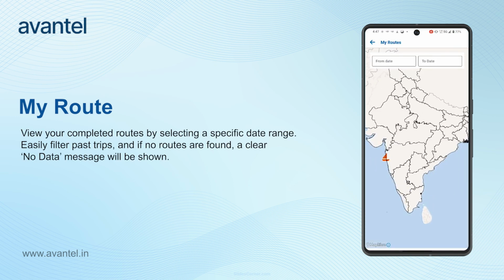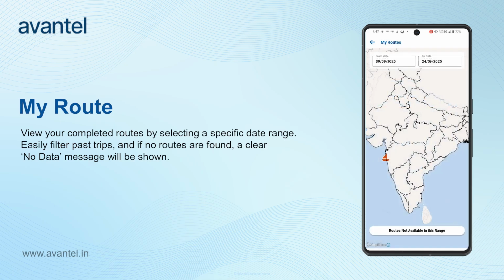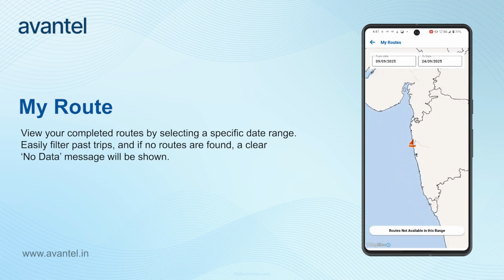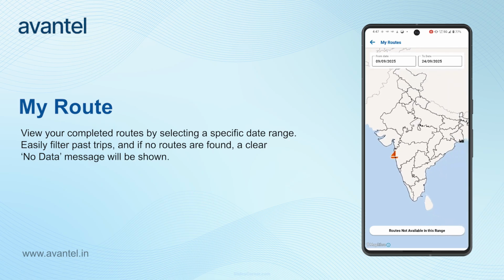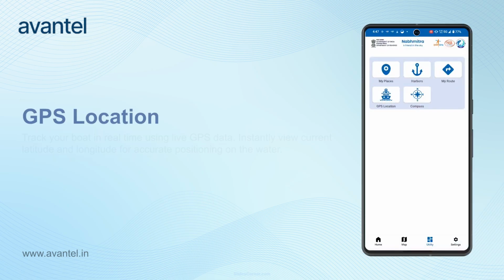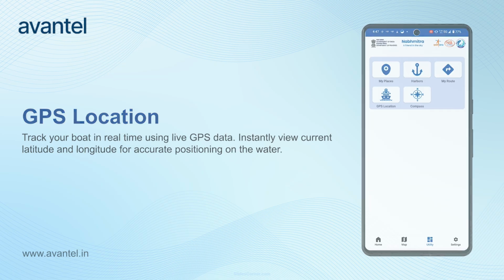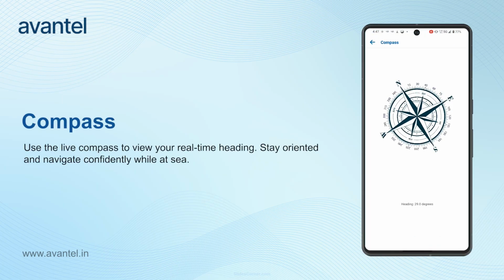In My Route, you can review all completed routes by selecting a date range. If no route data exists for that period, the system clearly indicates that no records are available. The GPS location tab shows your boat's live position with exact latitude and longitude details. The Compass tab provides a real-time compass display to help you navigate and stay oriented at sea.